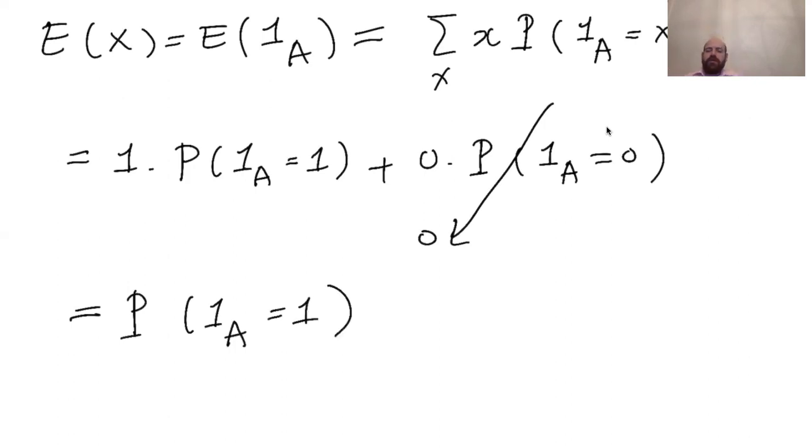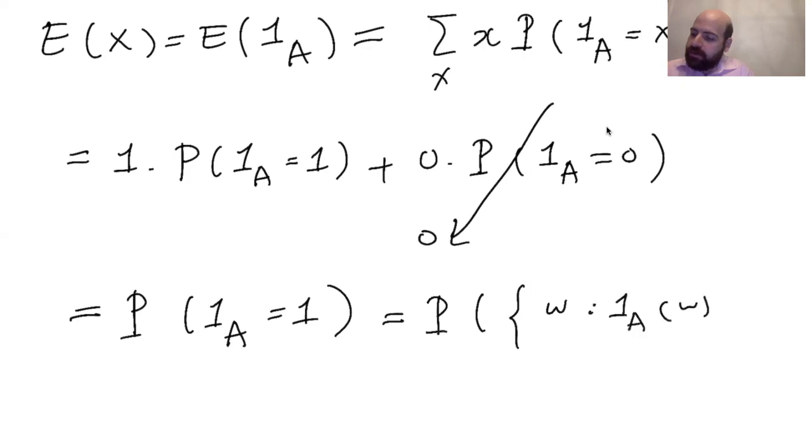Now 1A equals 1, or in general, capital X equals 1 is an event. What type of event is it? By definition, this is the probability of all elements omega such that 1A of omega is 1. Again, in the review lecture of probability, we said that capital X equals A is an event consisting of all elements omega such that capital X of omega is A, and A here is 1. So all elements small omega such that 1A of omega is 1.